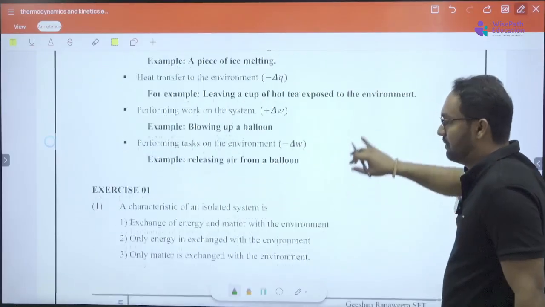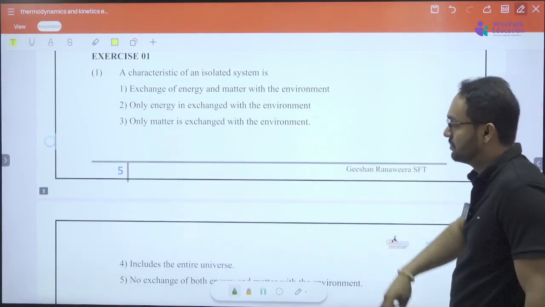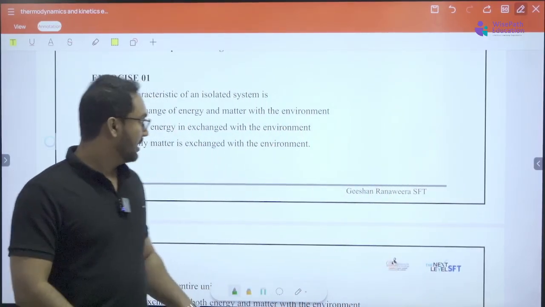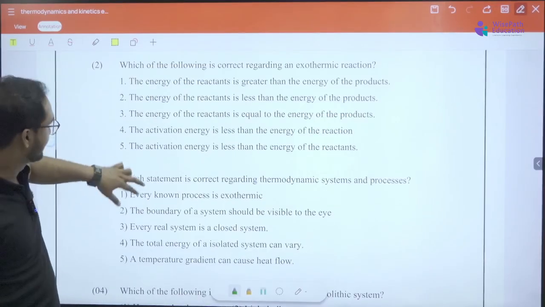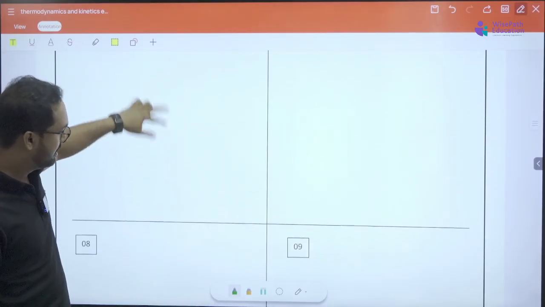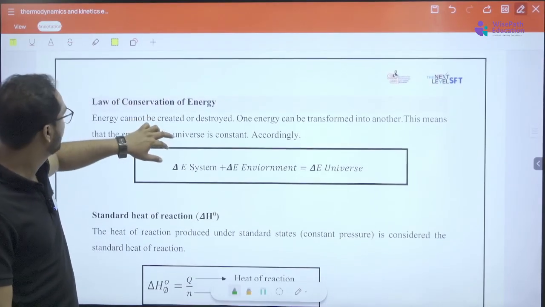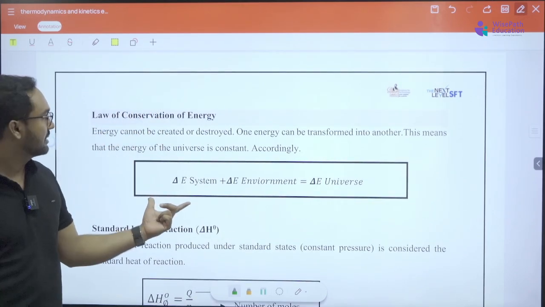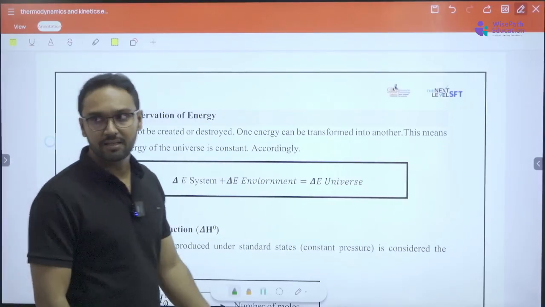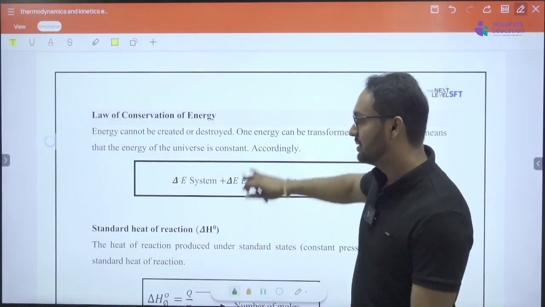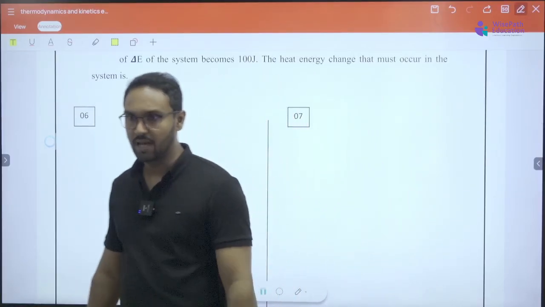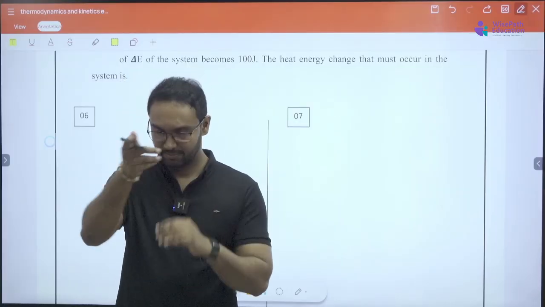Right. So you have a bit of homework to do. So try doing these homeworks at home. That's why it's called homework, right? So there are a bit of questions. Try doing these questions at home, and we will discuss a new part next week. We will even discuss this part as well, the law of conservation of energy: delta E system plus delta E environment equals delta E universe, right? We'll start from a new part, do the homework, and I'll see you next week. Adios.